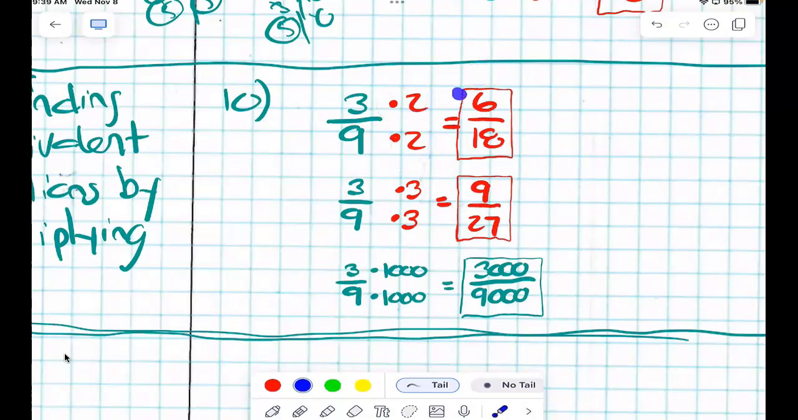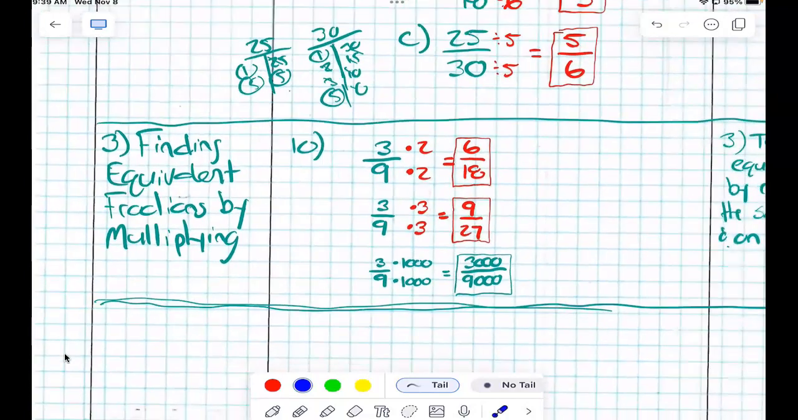So if I multiplied by 2, I get 6/18. Is that the same as 3/9? But let's say I multiplied by 3. I get 9/27. Is that the same as 3/9? I multiplied by 1,000. Is 3,000 over 9,000 the same as 3/9? So you can find equivalent fractions by both dividing and by multiplying. You just got to make sure you do the same thing to the top as you do to the bottom.